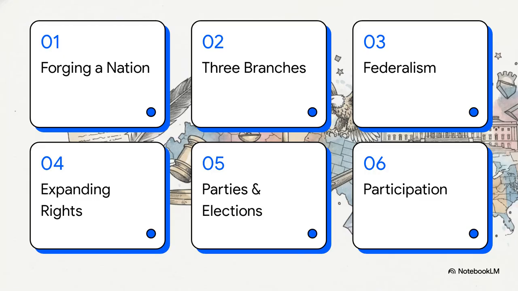All right, here's our roadmap for today. We'll be moving through 6 key stages: forging a new nation, the 3 branches, federalism and balanced power, expanding rights and liberties, parties, groups, and elections, and finally, we'll wrap up with the power of participation. Let's get right into it.